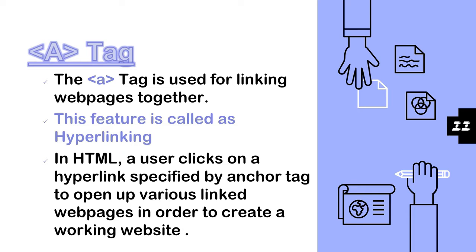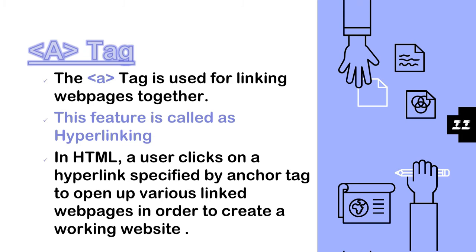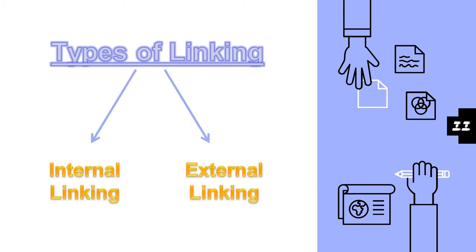So to study that we first have to know how many types of linking there are. There are basically two types of linking: internal linking and external linking. Internal linking links the various parts of the same web page at a single particular point, whereas external linking opens up a different web page when we click on the link. To show you the difference, let me take you to a web browser and show you what internal linking is and what external linking is.